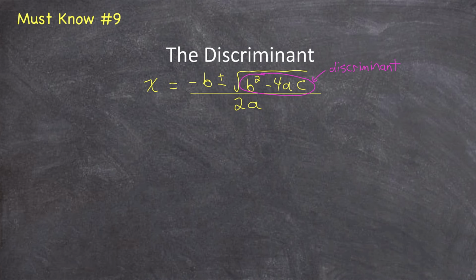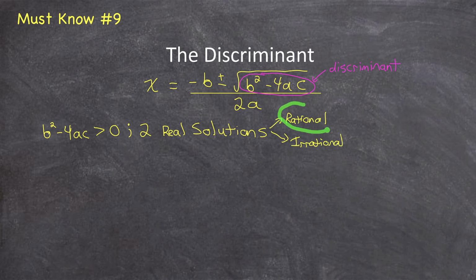If b squared minus 4ac is bigger than 0, you will get two real solutions to the quadratic. Those two real solutions could be rational or irrational numbers. They will be rational if the b squared minus 4ac value is a perfect square number. But if b squared minus 4ac is not a perfect square value, you'll get irrational solutions.